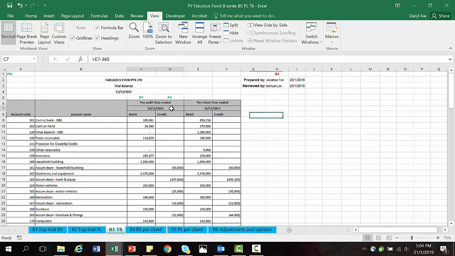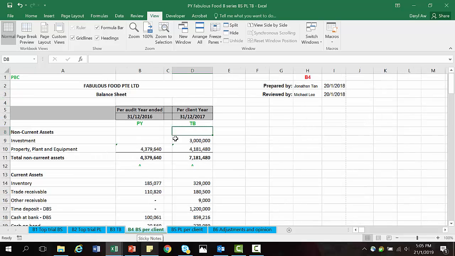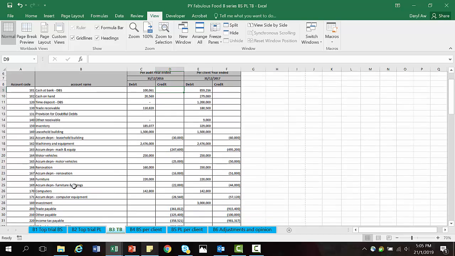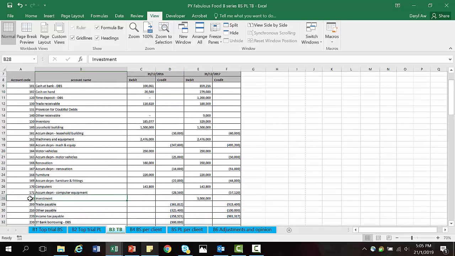So this is the audit for 2016. I will just check through that the figures agree to the prior audit working papers. Similarly, for the balance sheet, the figures here should come from the trial balance and it should tie in nicely. So for example, investment is $3,000. Let's have a look. Here, for account number 180, investment is $3,000.